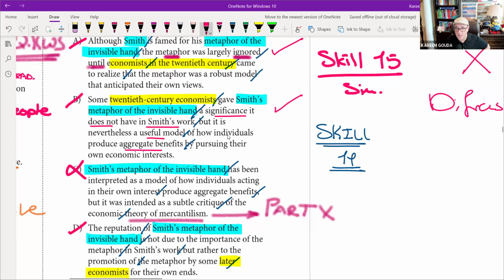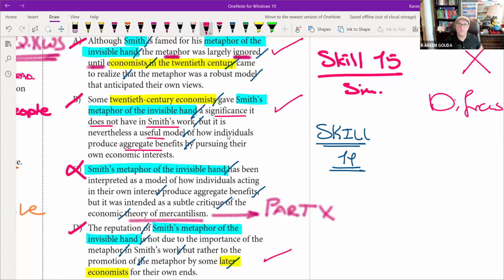Let's take a look at D. The reputation of Smith's metaphor, the invisible hand, is not due to the importance of the metaphor in Smith's work, but rather to the promotion of the metaphor by some later economists. Oh, wait a minute. I actually think D is also really good. I think D is actually better than A and B.